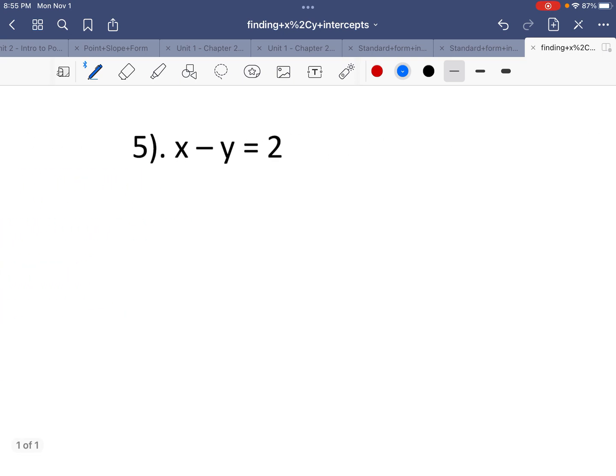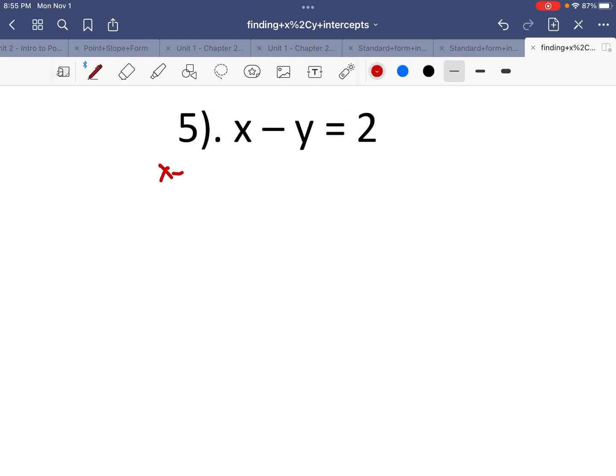Okay, going to number 5. x minus y equals 2 is our equation. So, x-intercept. x minus 0 equals 2. I don't need the minus 0 anymore. So x equals 2. That's the coordinate (2, 0).